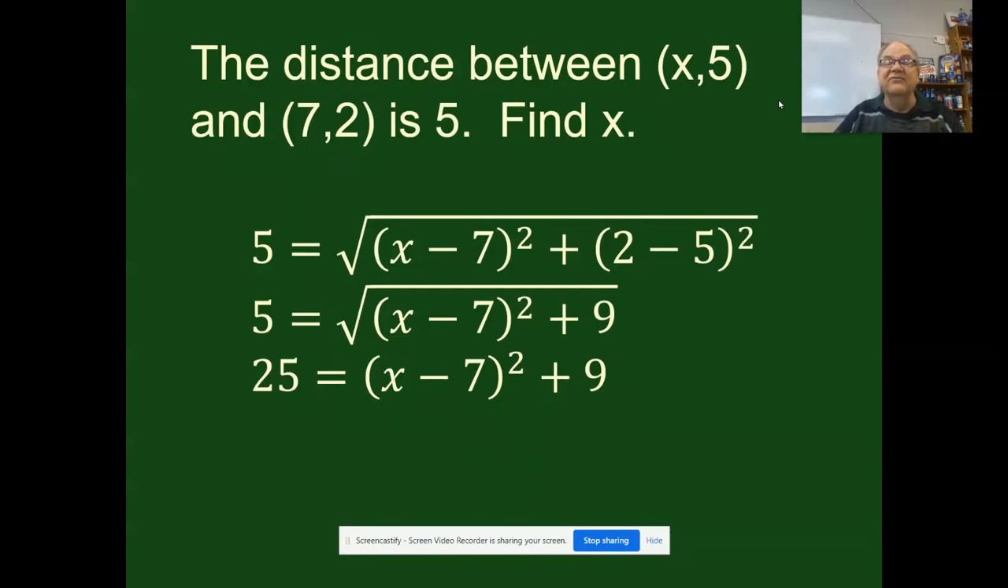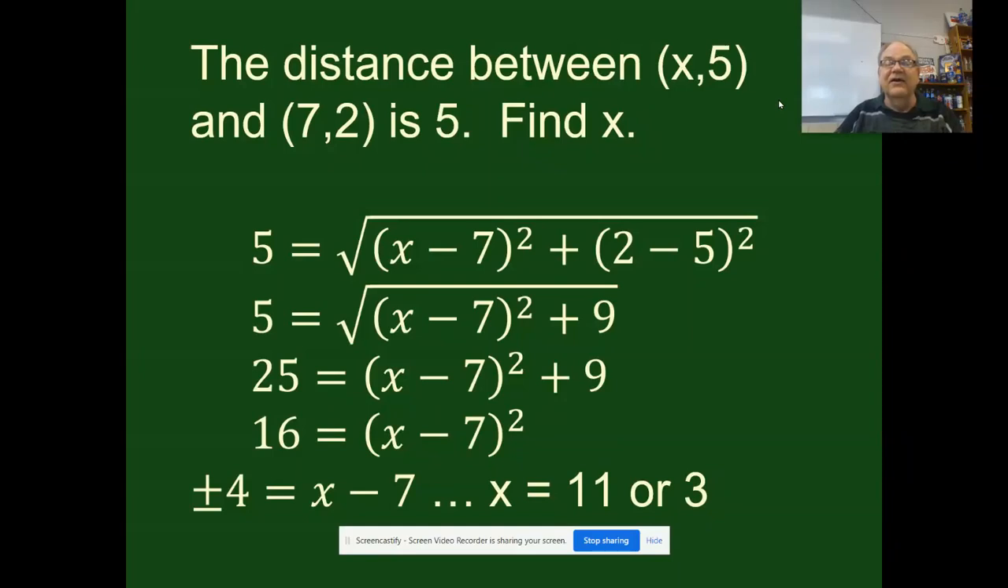Now what I did here is I simplified what was under the square root. I took 2 minus 5 was negative 3. You square that, you get 9. And then to get rid of the square root, I squared both sides. 5 squared is 25, and when you take a square root and square, it just cancels out the square root. What I'm going to do to finish this off is I'm going to subtract 9 on both sides. And then I'm going to take the square root and finish solving for x.